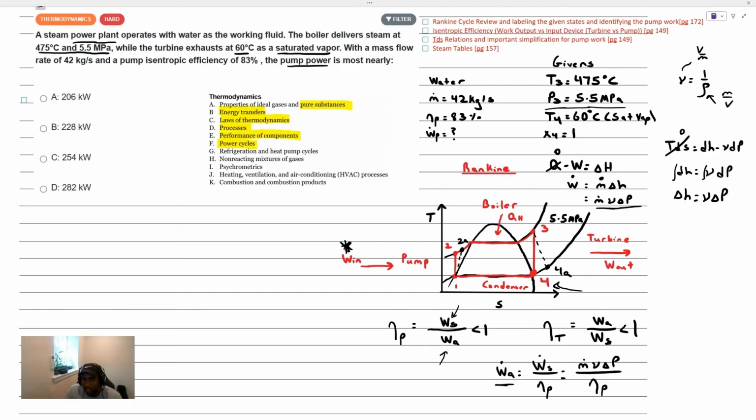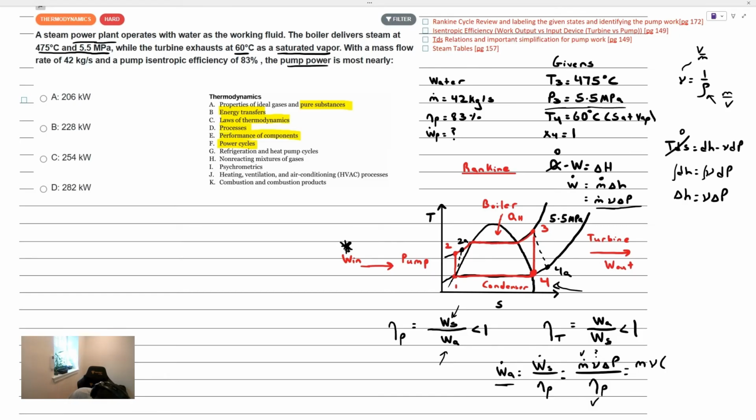Okay, so what kind of things do we have and what are we looking for? We know what the mass flow rate is. We don't know what the specific volume is, and we don't know what the change in pressure is either, but we do know the isentropic efficiency of the pump. So we know the mass flow rate. We don't know the specific volume.